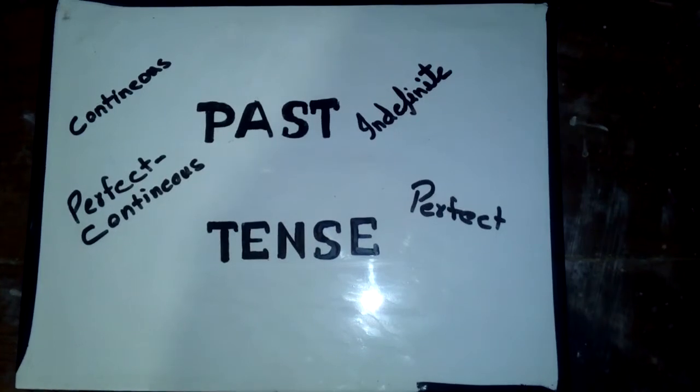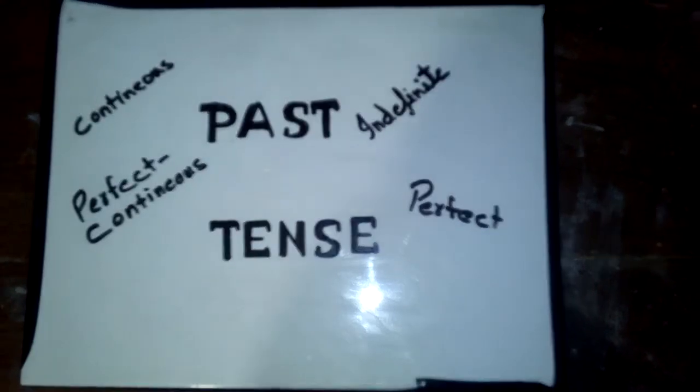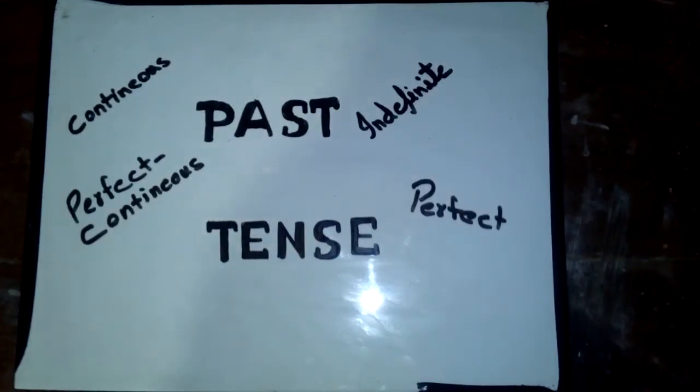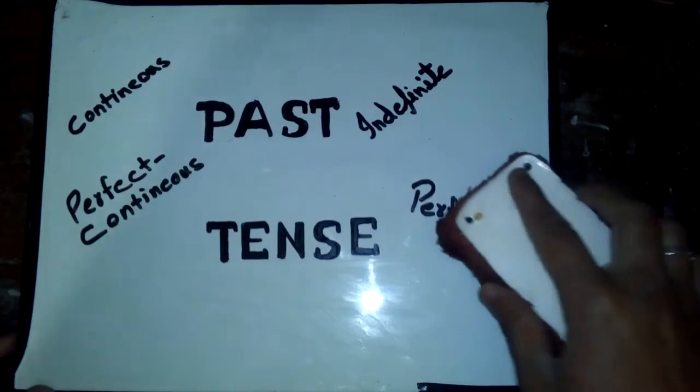I am Imran and today I am going to tell you about past tense. It has four kinds: past indefinite tense, past perfect tense, past continuous tense, and past perfect continuous tense. So let's start.